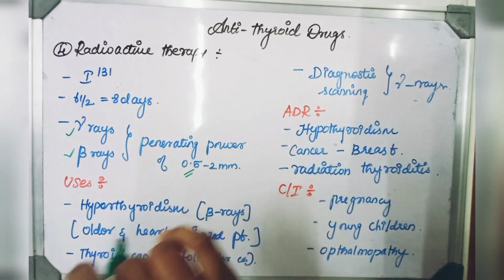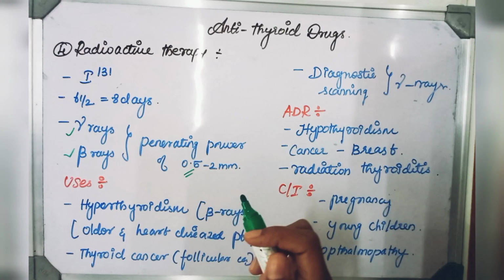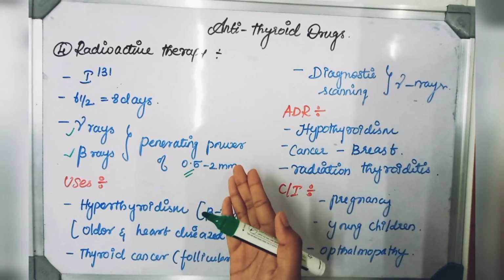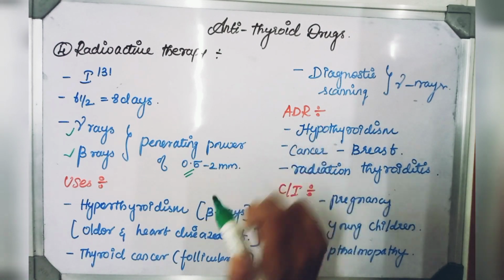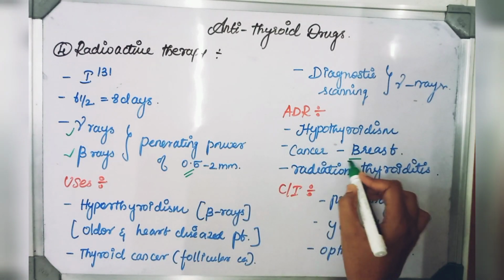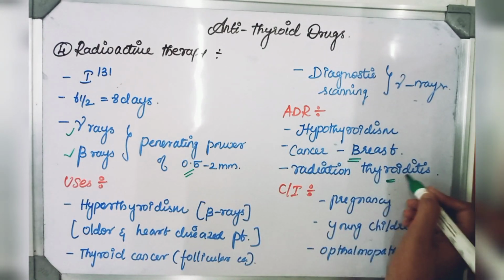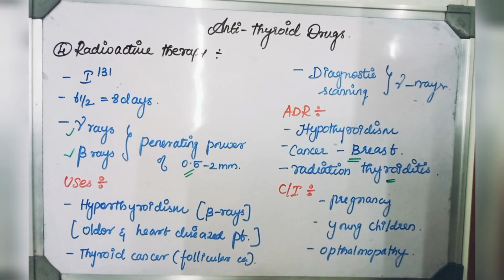And what about the ADRs, that is adverse drug effects? First of all is hypothyroidism, and it can cause breast cancer, and since it is a radiation procedure, it will also create radiation thyroiditis. And contraindications: pregnancy. We can't use this in pregnant women, young children, and ophthalmopathy, which is most important here. Okay, this is all about radioactive therapy.